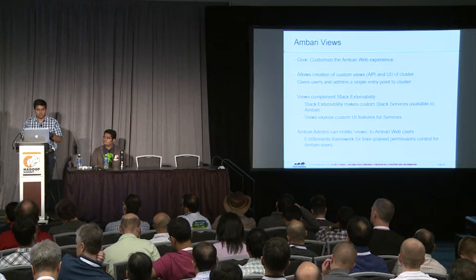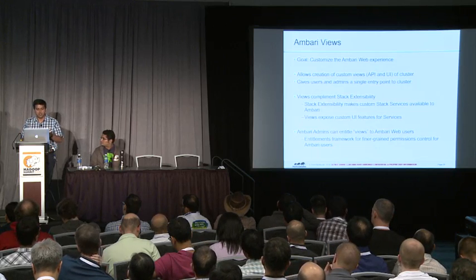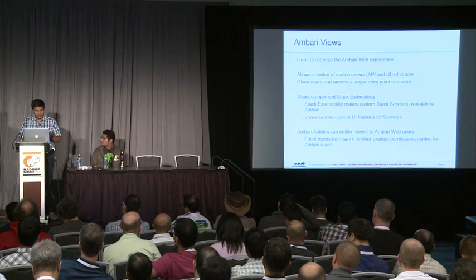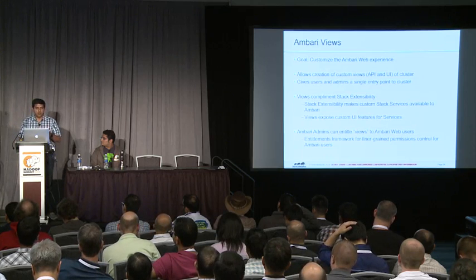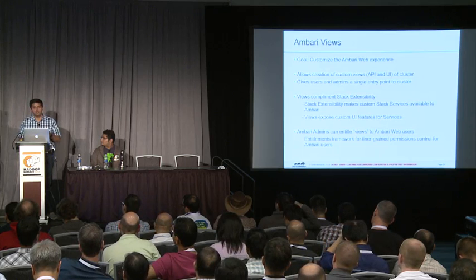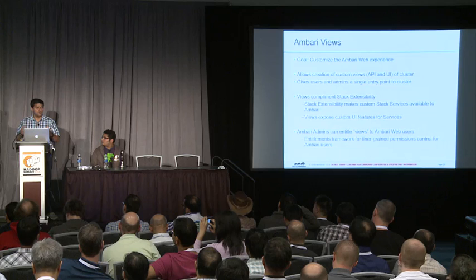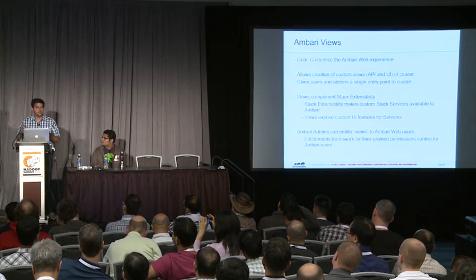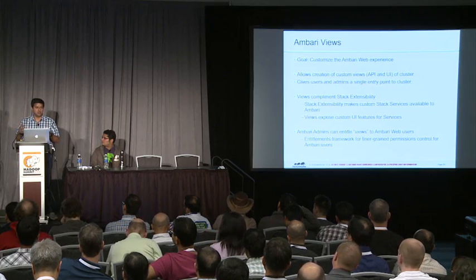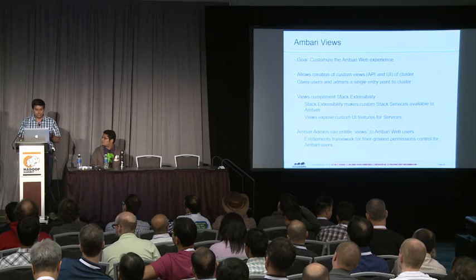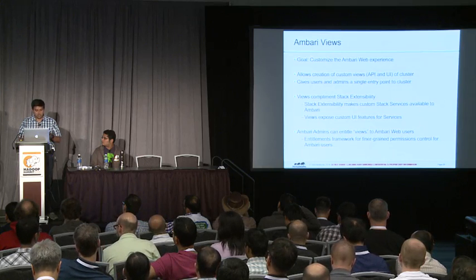So views are basically packages that you give to Yarn, and what they will provide you is custom API and custom UI. And it will give you a single entry point into Ambari for admins to control their cluster and for users to view and use their cluster. So this is where third parties can plug in their views for different services, Pig, Hive, anybody can plug in their views, and that will basically show the UI and the API inside Ambari.